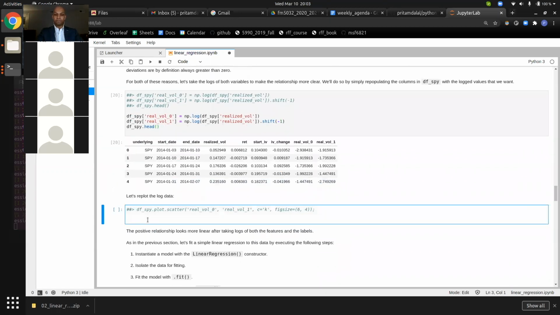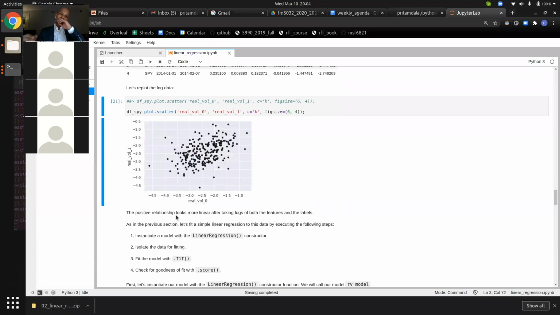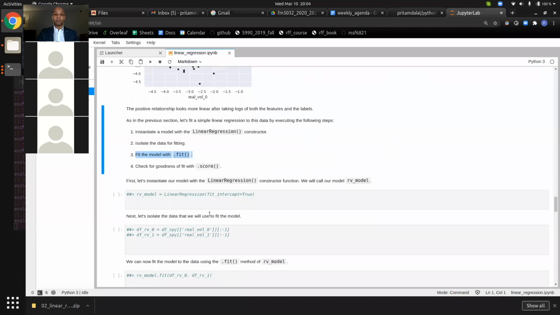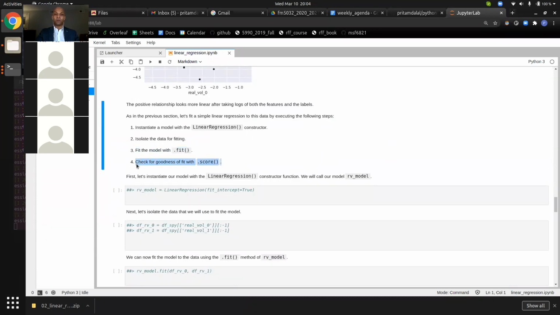And now let's look at the scatter plot. We're going to again set our fig size to 6. Okay, so now that's looking a little bit more linear-ish. So again, we're going to proceed as we did before. We're going to instantiate a linear regression model with the LinearRegression constructor. We're going to isolate our features and our labels for fitting. Then we're going to fit the model with the fit method. And then we're going to check for goodness of fit with score.